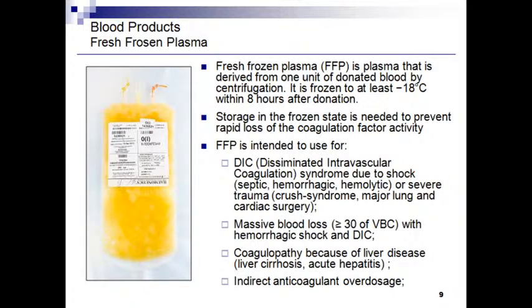by plasma. The second indication is massive blood loss, when the patient has lost above 30% of the volume of circulation. With hemorrhagic shock, if the bleeding is major and complicated with hemorrhagic shock, you must use FFP for correction of the coagulation profile of the patient's blood. Another indication is coagulopathy because of liver disease, in chronic states such as liver cirrhosis or acute hepatitis. And the last indication is indirect anticoagulant overdosage.